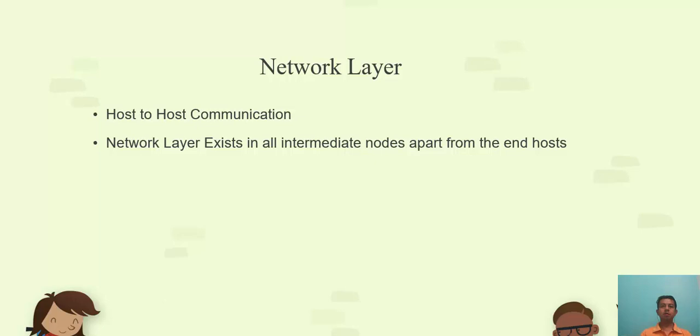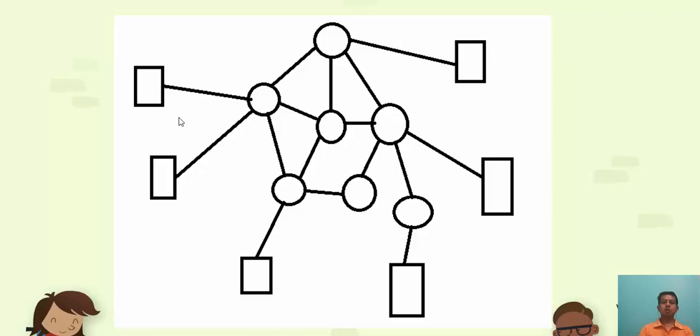the process-to-process communication. This involves sending data packets from a source to a destination through multiple nodes of a network by store and forward packet switching. Also, unlike the transport layer and application layer, this network layer exists in all intermediate routers as well, apart from the end host. Remember that the transport and application layers do not exist in the intermediate router.